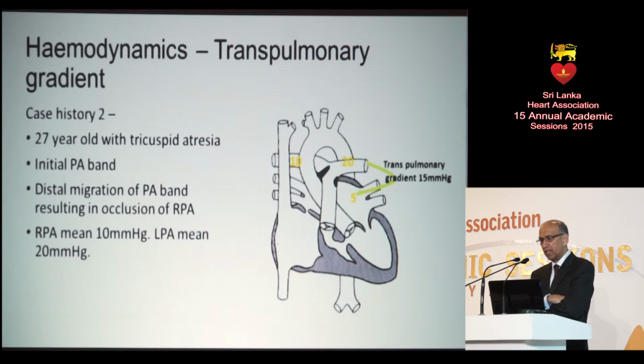With the band migrating distally, it has distorted the bifurcation anatomy and has diverted the blood flow more to the left pulmonary artery than the right. And when you do the cardiac catheter, we found a pressure of 20 mean in the left pulmonary artery and a mean of 10 in the right pulmonary artery. So this sketch is to illustrate the concept of a transpulmonary gradient, which is important in single ventricle repairs.